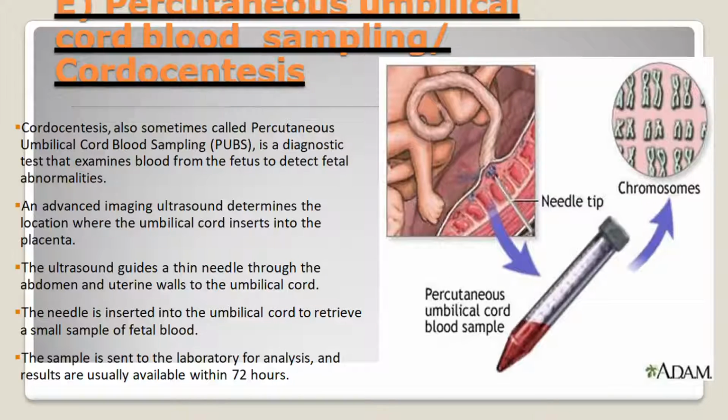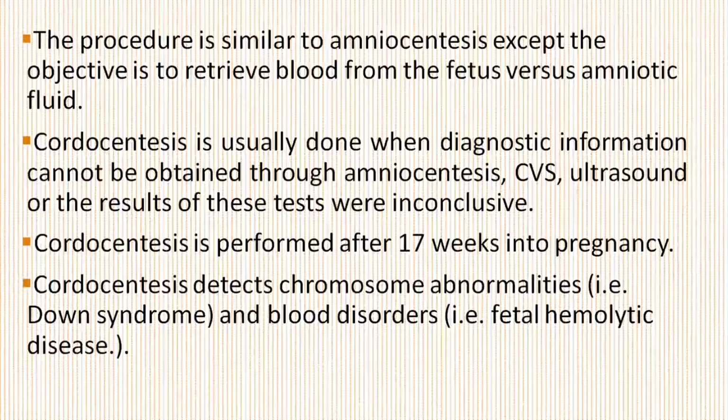Percutaneous umbilical cord blood sampling, or cordocentesis. Cordocentesis is also known as percutaneous umbilical blood sampling. It is a diagnostic test to examine blood from the fetus to detect fetal abnormalities. Advanced imaging ultrasound determines the location where the umbilical cord inserts into the placenta. The ultrasound guides a thin needle through the abdomen and uterine wall to the umbilical cord. The sample is sent to the laboratory for analysis and results are usually available within 72 hours.